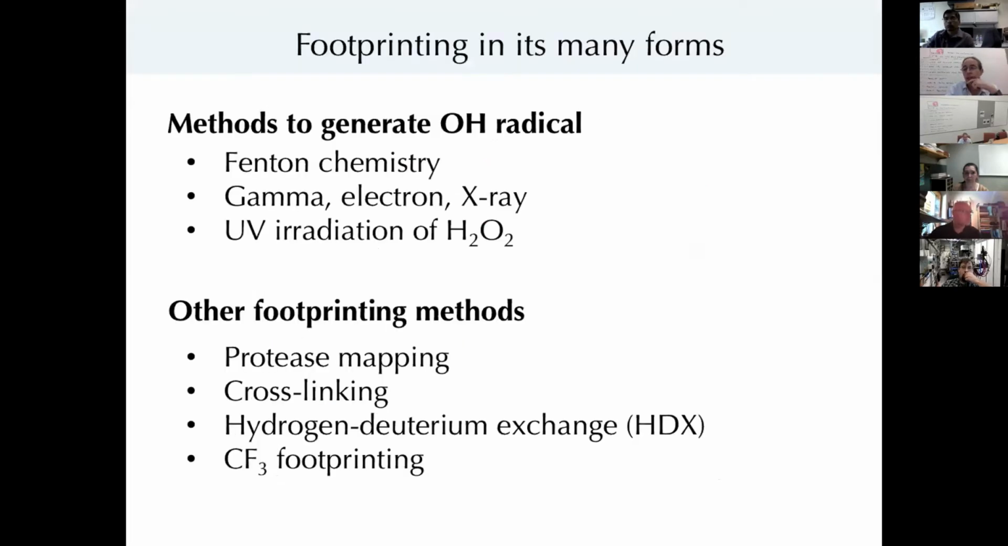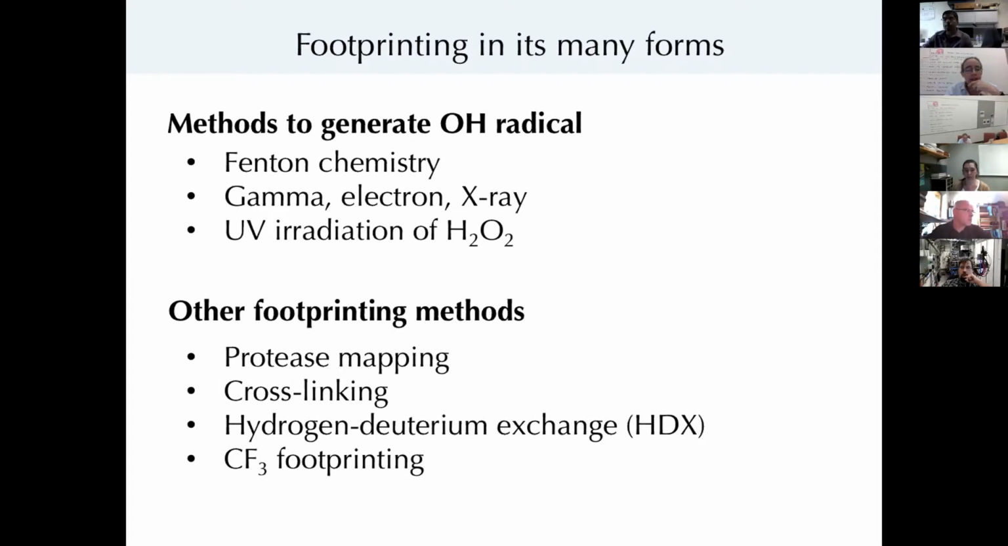There's a lot of different ways to generate hydroxyl radicals. There's Fenton chemistry, a chemical method. You can use X-rays, other high energy sources, electron, gamma ray. There's UV irradiation of hydrogen peroxide, which is a method called FPOP, and Lisa Jones will be talking about that a little later on. Of course, you can do protease mapping or cross-linking, or HDX is another very common technique, similar to what we do.